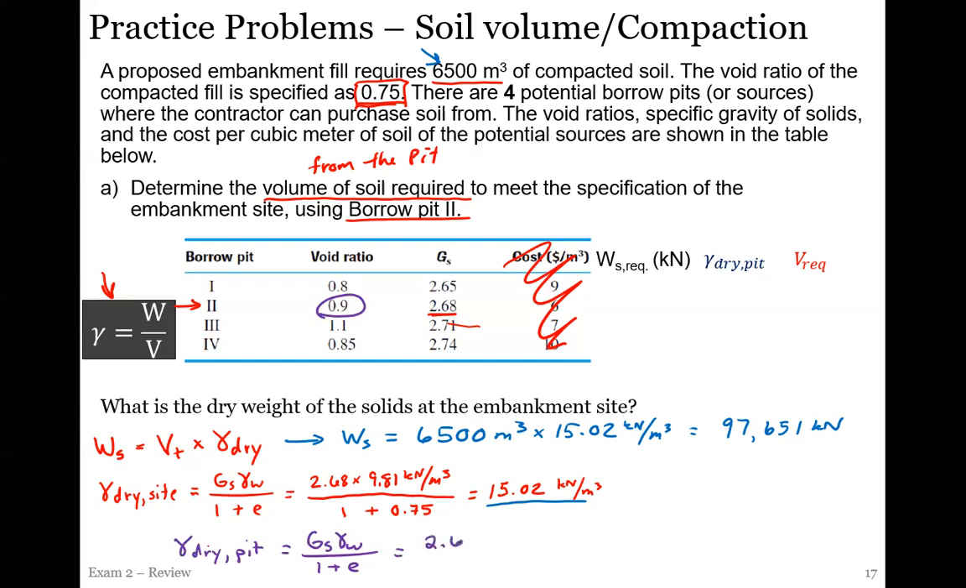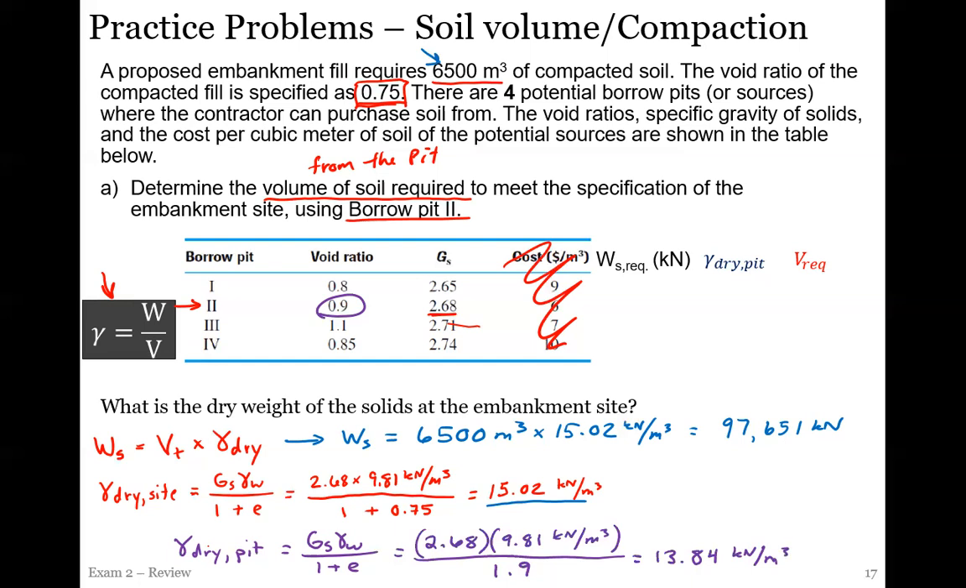We have the same density of water since we're in the same units. But now we're dividing it by 1.9 because it's 1 plus 0.9. So the density at our pit is 13.84 kilonewtons per cubic meter. And let's just do a check real quick.